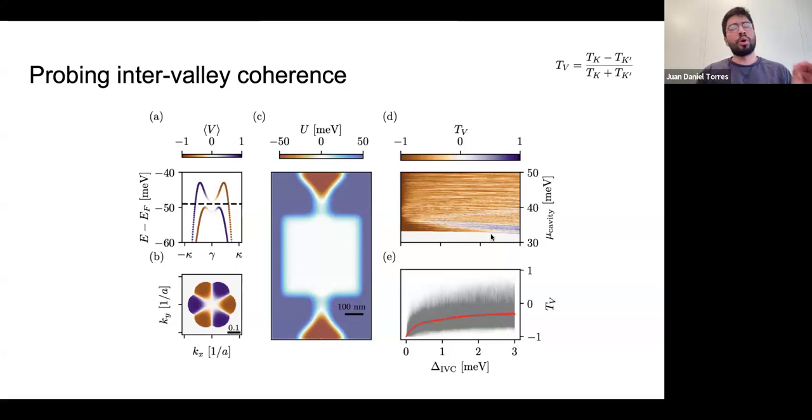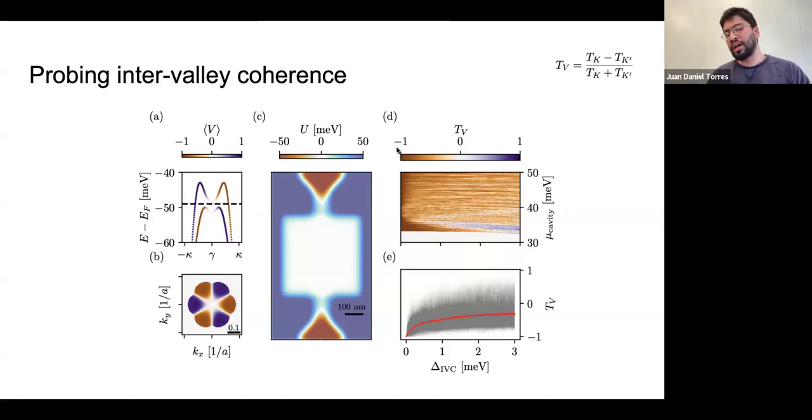But what is the most important thing that you can take out of this plot is that as a function of the IBC strength, you start to obtain a signal that comes from the two valleys. At zero IBC strength, you observe that the valley polarization is maximum at one valley. That means all the current that goes in stays in the same valley.